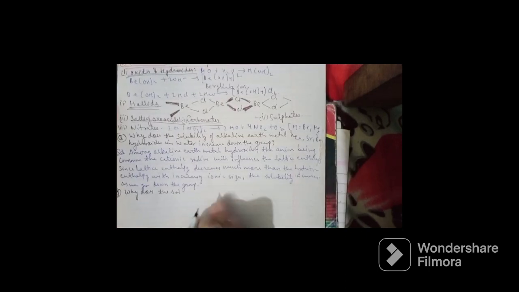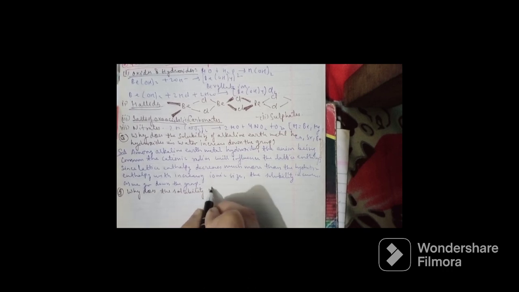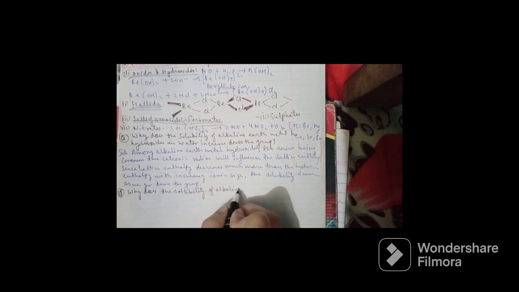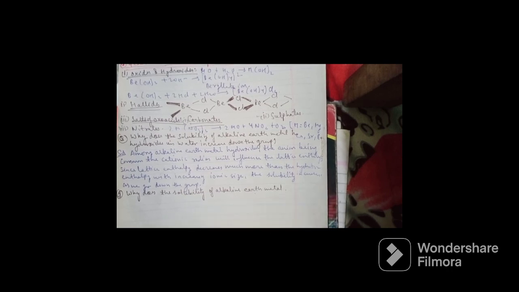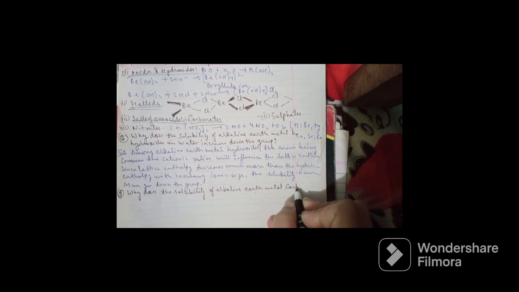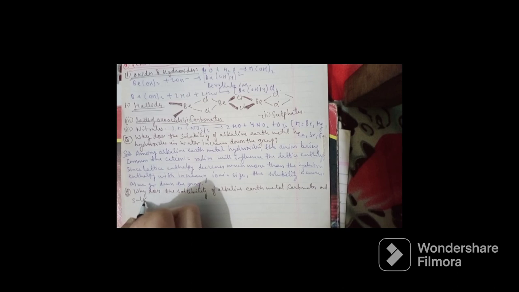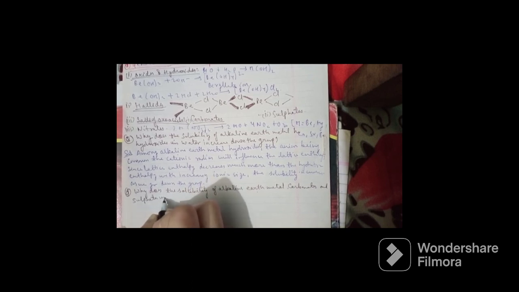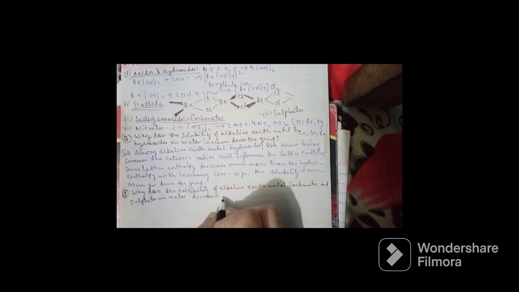So we go for the next one, and that is the last question here. Why does the solubility of alkaline earth metal carbonates and sulfates in water decrease down the group?